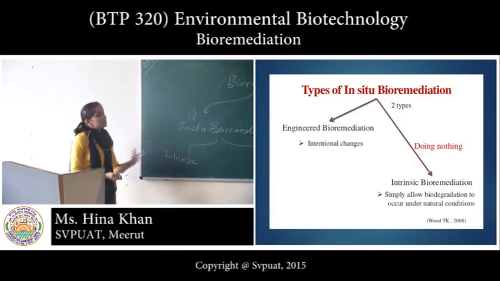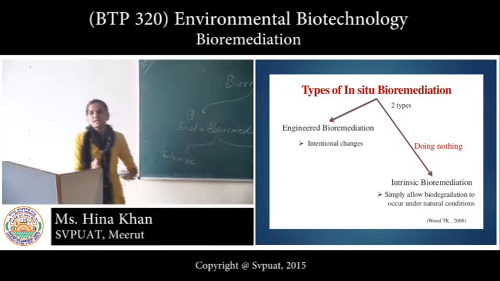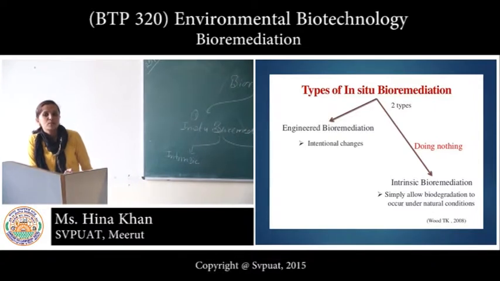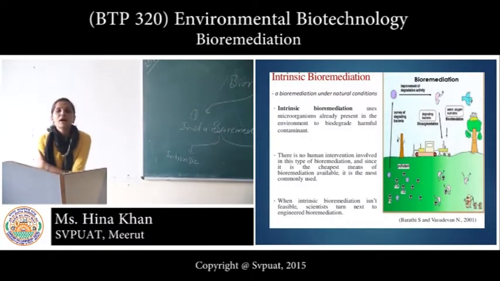There are different types of in situ bioremediation, like intrinsic or engineered. Intrinsic bioremediation is bioremediation under natural conditions, meaning it uses microorganisms already present in the environment to biodegrade harmful contaminants. There is no human intervention involved in this type of bioremediation, and since it is the cheapest means of bioremediation available, it is the most commonly used.